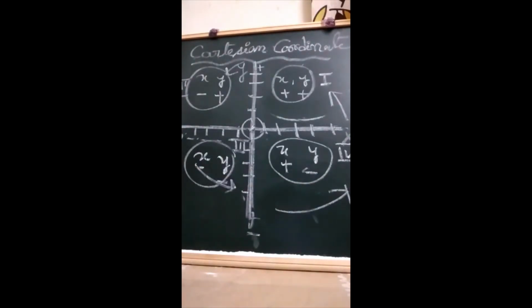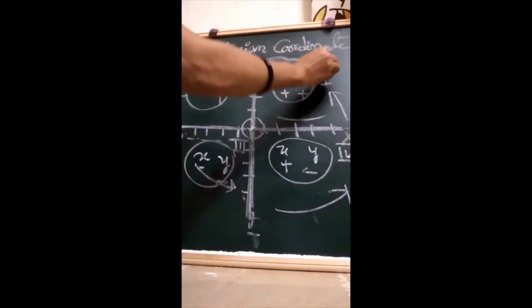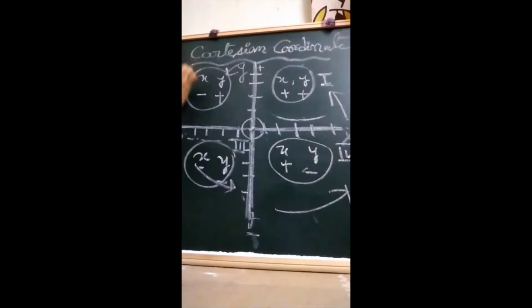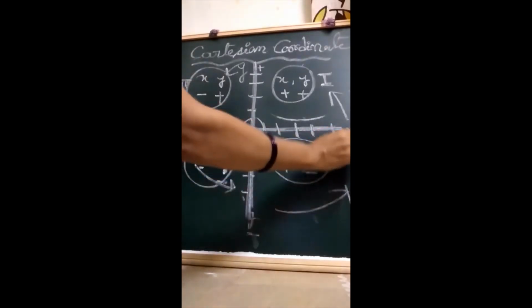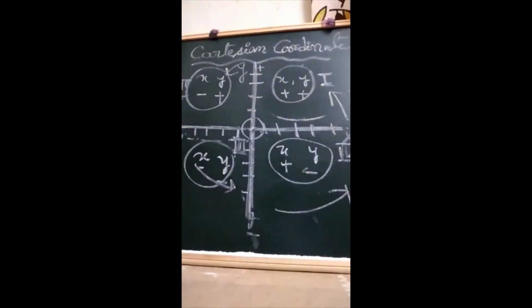These 4 zones are also known as quadrant 1, quadrant 2, quadrant 3 and quadrant 4. In French and the numerical system, quadrant is equivalent to 4. So the total system is divided into 4 parts: quadrant 1, quadrant 2, quadrant 3 and quadrant 4. This is the basic thing of the Cartesian coordinate system.